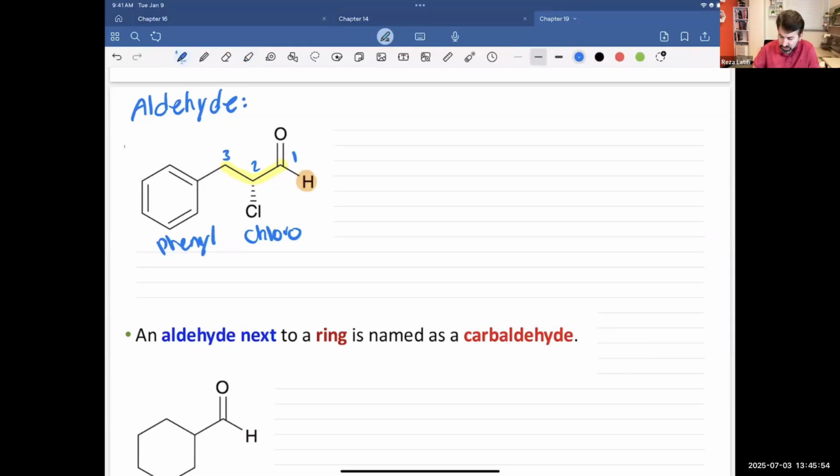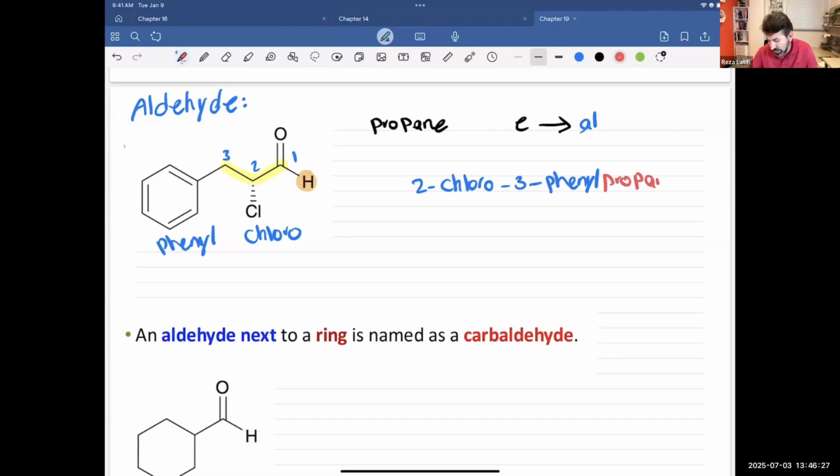Okay, so the way I'm going to name it, until now, I have a propane because I have 3 carbons. And we said we're going to take the E and replace it by Al to say this is an aldehyde. Next, I need to show the position of each substituent. I have a chloro and a phenyl. Chloro will get priority, and the chloro is sitting on the second carbon. I say 2-chloro, and then 3-phenyl, and then propane. I'm going to get rid of the E and replace it by Al.